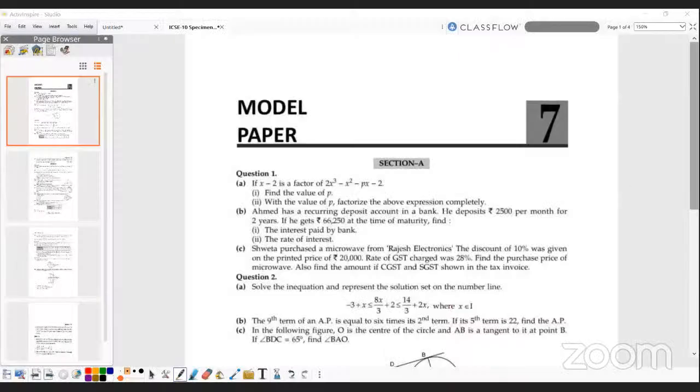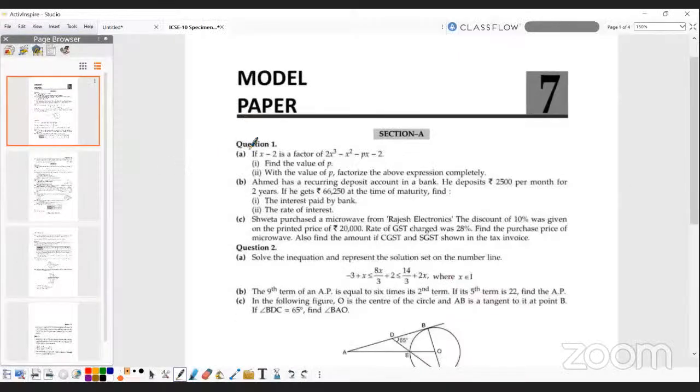So, let's start our today's class. We will be solving a model paper. So, let's get started. So, this is the paper before you.